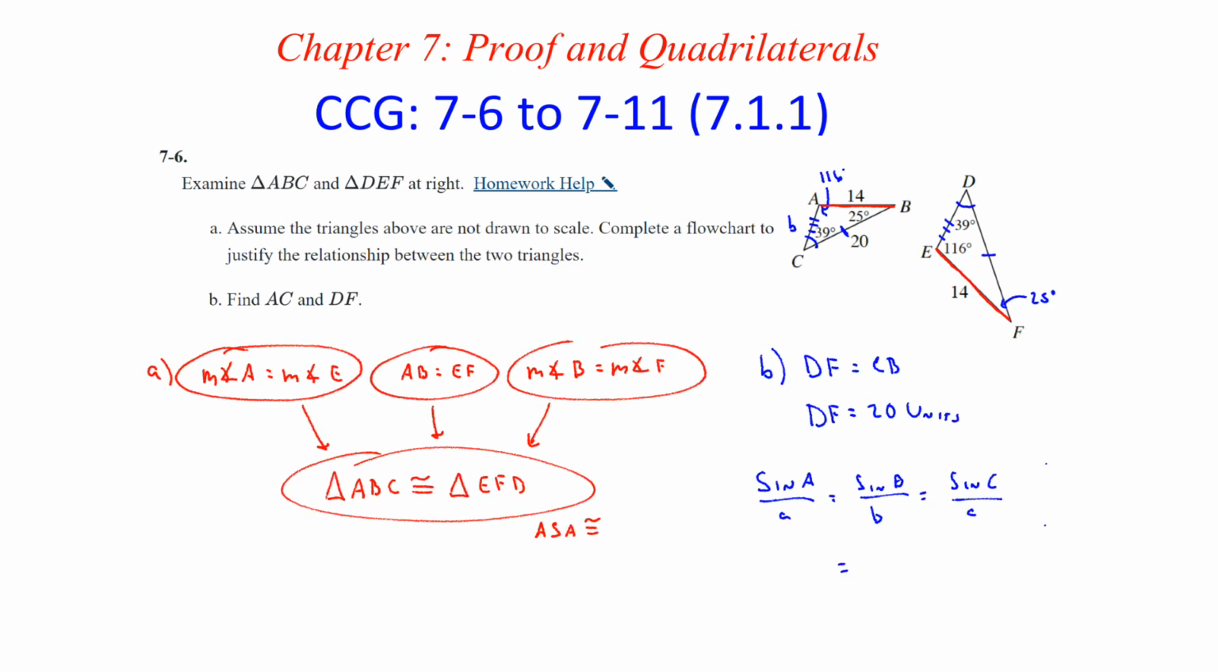So sine of 25 over B. I also want to use a side that I know. I know both of those, so it doesn't matter which one I pick in this case, so I'm just going to use A. So it would be sine of 116 degrees over the side opposite, which is 20. Then we can cross multiply and solve for side little b, which would be AC, what the question is asking for.